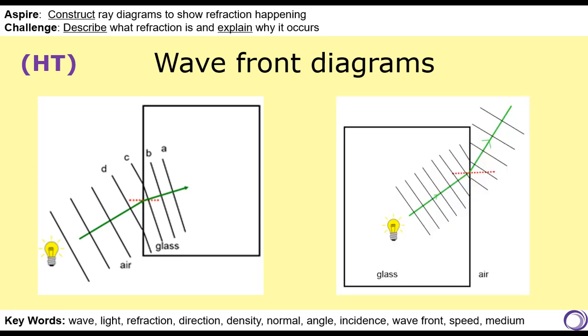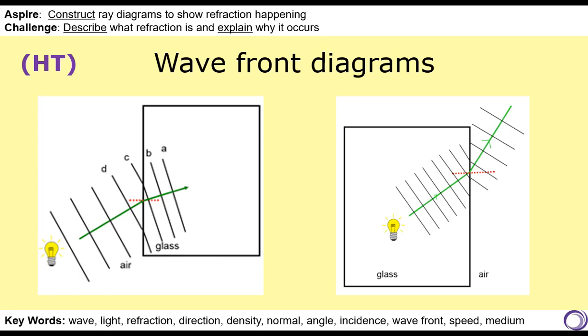Here's another example, but this time the light is traveling from the glass into the air. So the refracted ray has moved away from the normal because the air is less dense than glass. So again, look very carefully at how the wavefronts have been drawn. They're all parallel to each other and they are perpendicular to the rays of light. But at the boundary, you can see that the wavefronts bend, they turn, they change direction. And in the air, the wavefronts are more spaced apart to show that the light is moving faster than it was in the glass.